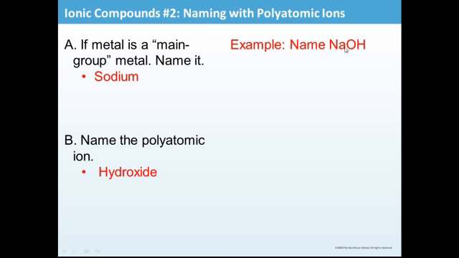The key is that you go through this series of questions every time you have a new formula. Is it ionic or covalent? Do you have 3 or more elements? Do you have a main group metal? Name the polyatomic ion from the list. That's all you have to do.